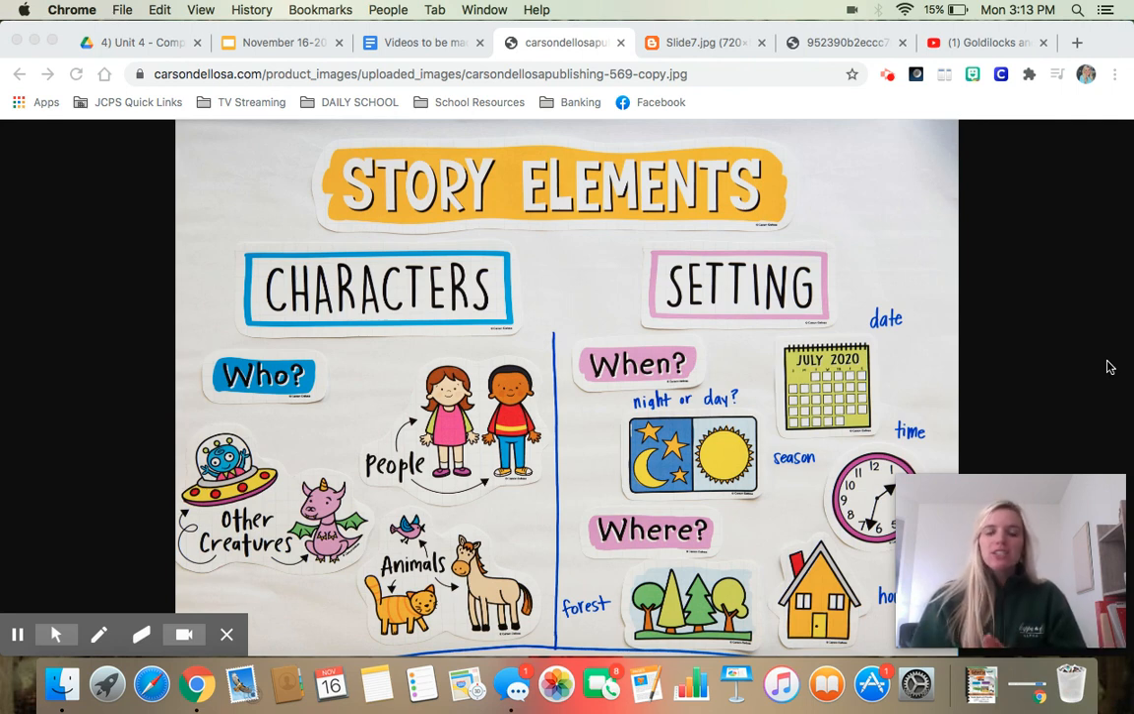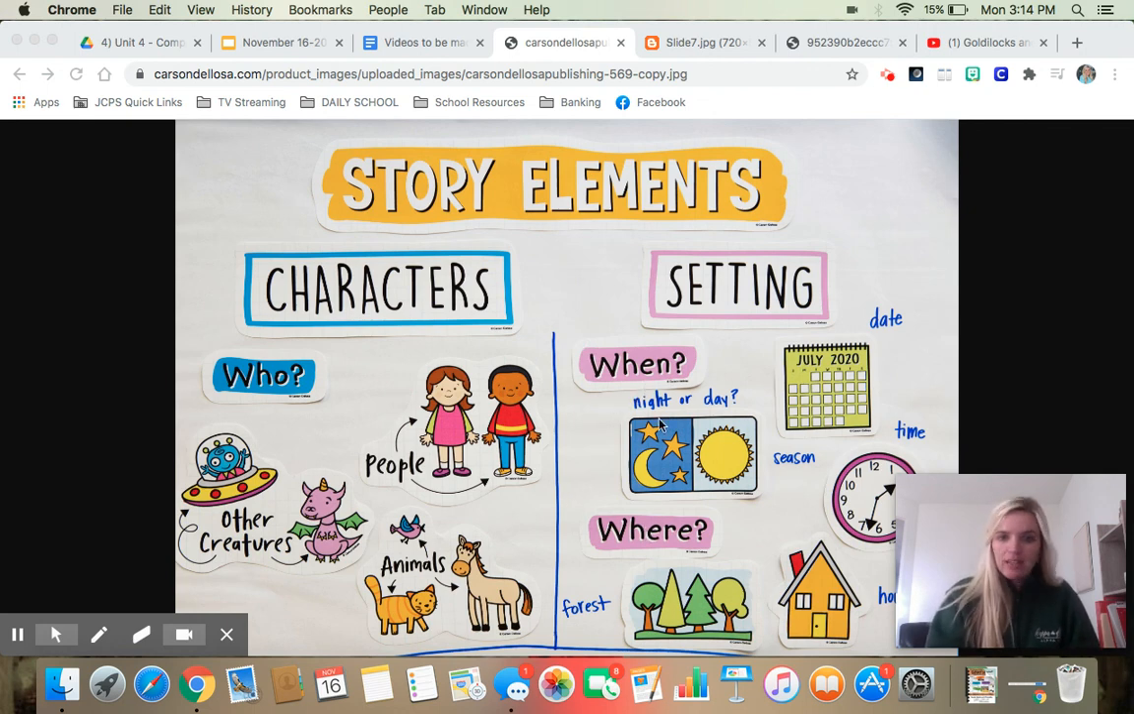So, every story has two things: characters and a setting. So, let's review what the characters are. The characters are who is in the story. So, characters can be people, animals, or other creatures. Now, the setting is when and where the story happens.